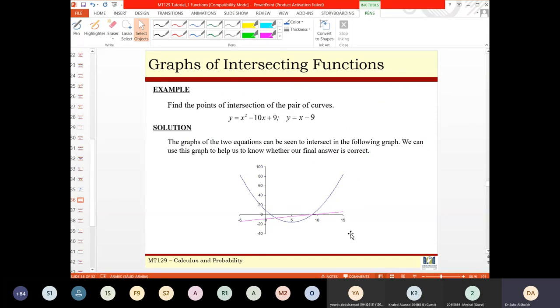Now, graphs of intersecting functions. What does intersecting functions mean? It means when two functions cut each other, when two functions meet. So in this example, they are giving me a parabola, y equal to x squared minus 10x plus 9, and a line which is y equal to x minus 9. Now I know the type of the functions. I know this is a line because it's a first degree equation. This is a second degree equation, a parabola. It's a concave up parabola and a line. So they cut at 2 points.